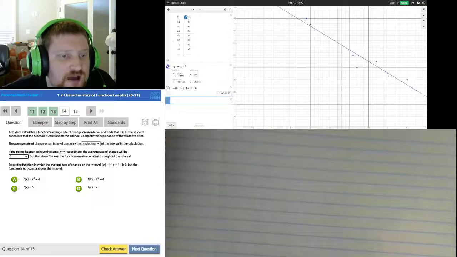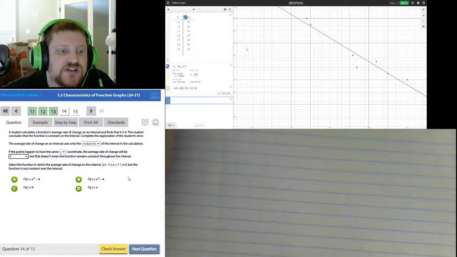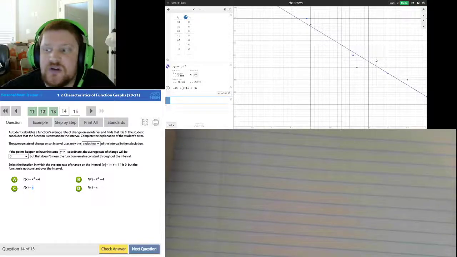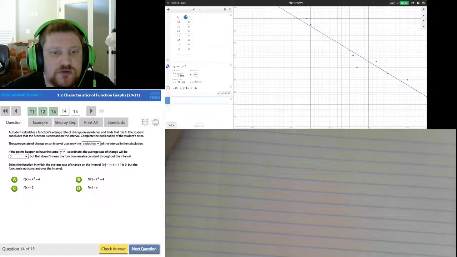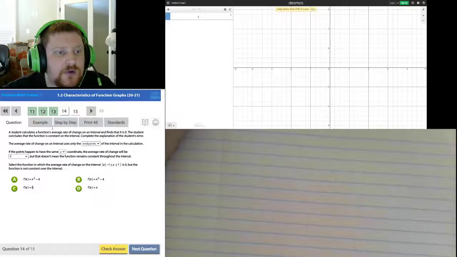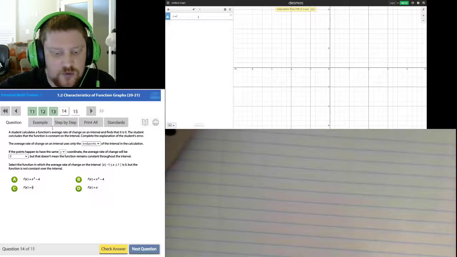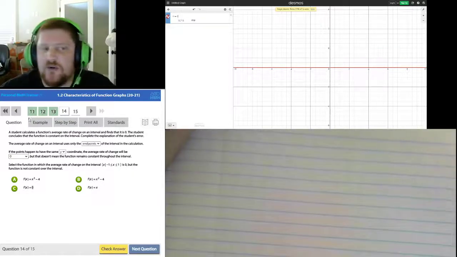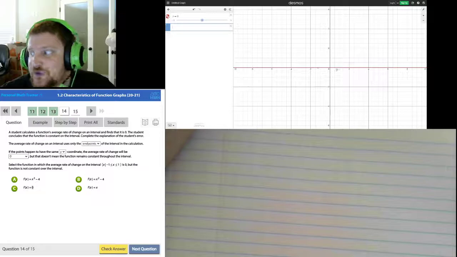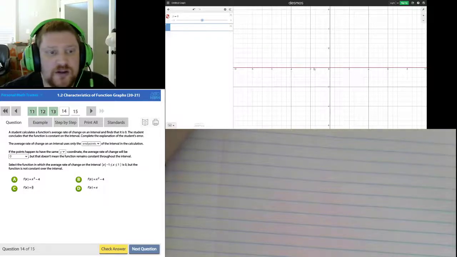Select the function in which the average rate of change on the interval -1 to 1 is 0, but the function is not constant over the interval. F of x equals 0, that's a constant function. We can see that if we plug it into Desmos. So I'm going to grab a whole new graph. So y equals 0. You see that red line tells us that it's straight up nothing.